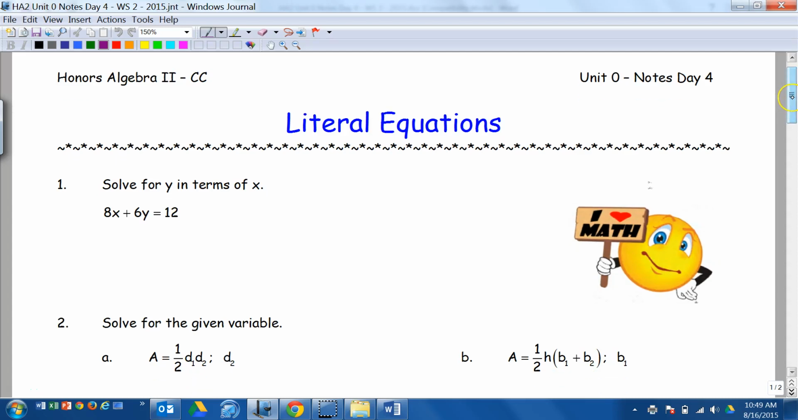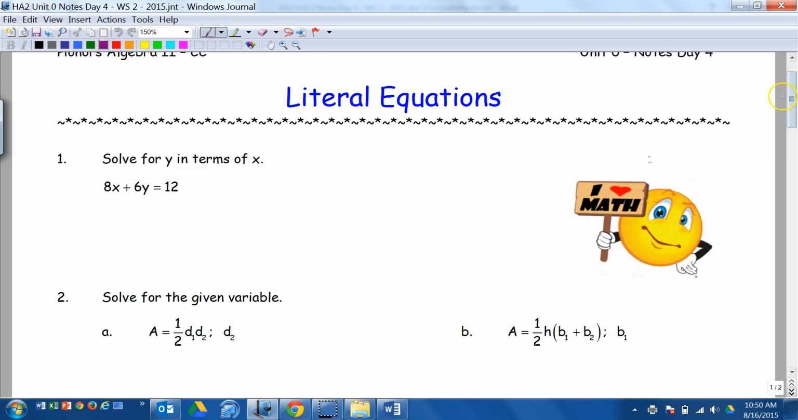Alright class, this is the video on literal equations. Basically, a literal equation is taking equations that you already know but solving them again for a different variable. And that helps us later on, and I'll show you in a few problems why it's sometimes necessary or important to do that. Let's do a very basic one.